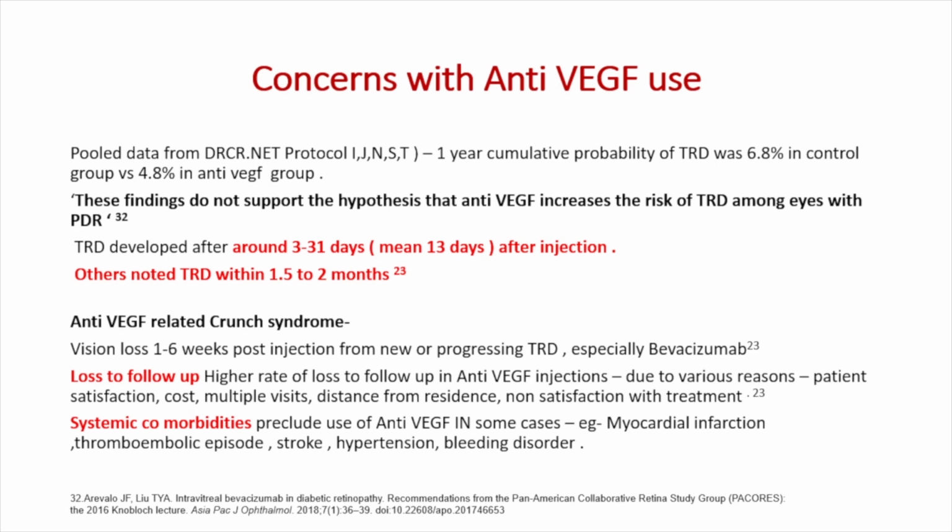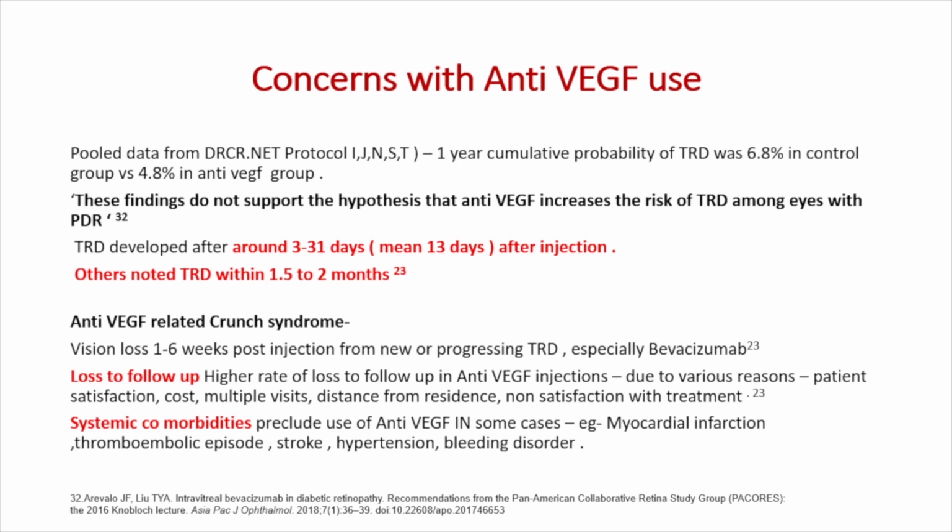However, the TRD that develops after an anti-VEGF is a faster process. It develops within 3 to 31 days, a mean of 13 days after injection, while others noted it to be 1.5 to 2 months. There is a term called Crunch syndrome, anti-VEGF related Crunch syndrome. This is a vision loss of 1 to 6 weeks post injection because of new or developing traction detachment progression. This was seen mostly with bevacizumab injection.